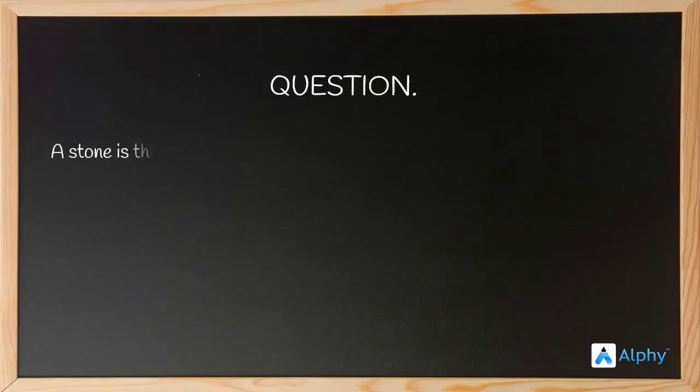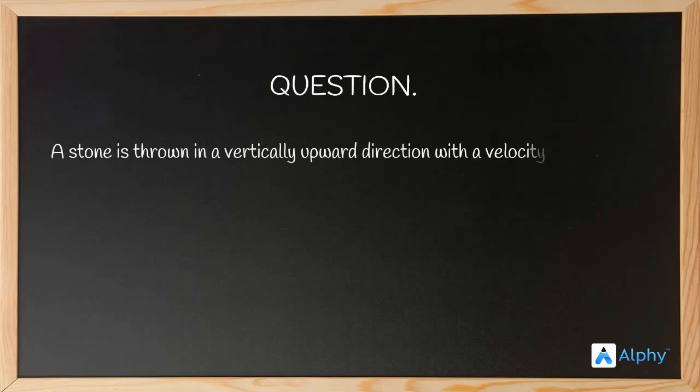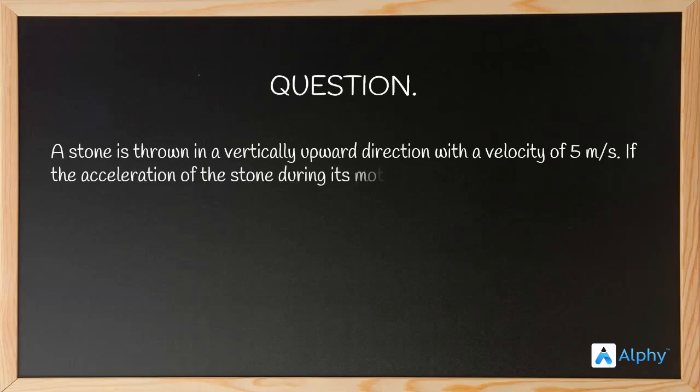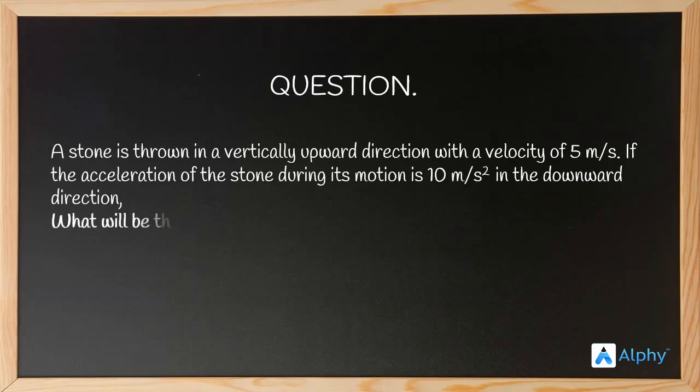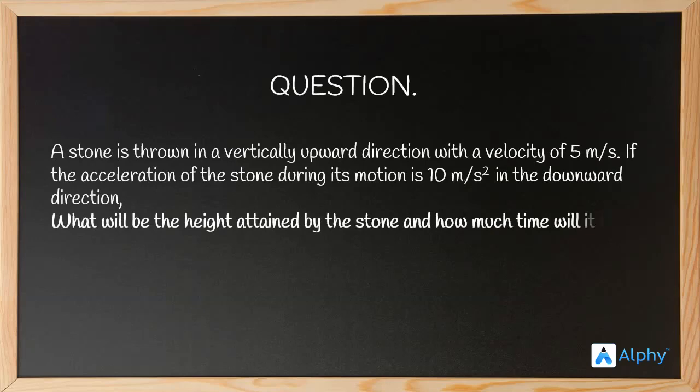Let's take a question. A stone is thrown in a vertically upward direction with a velocity of 5 meters per second. If the acceleration of the stone during its motion is 10 meters per second square in the downward direction, what will be the height attained by the stone and how much time will it take to reach there?